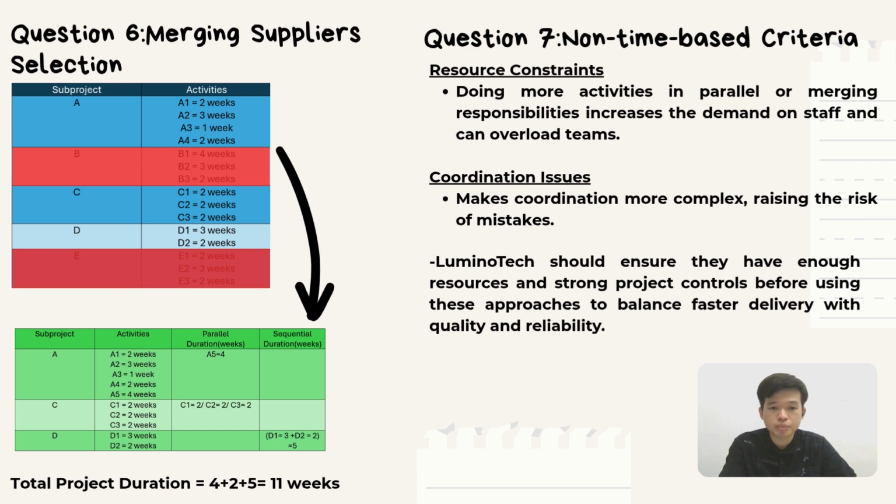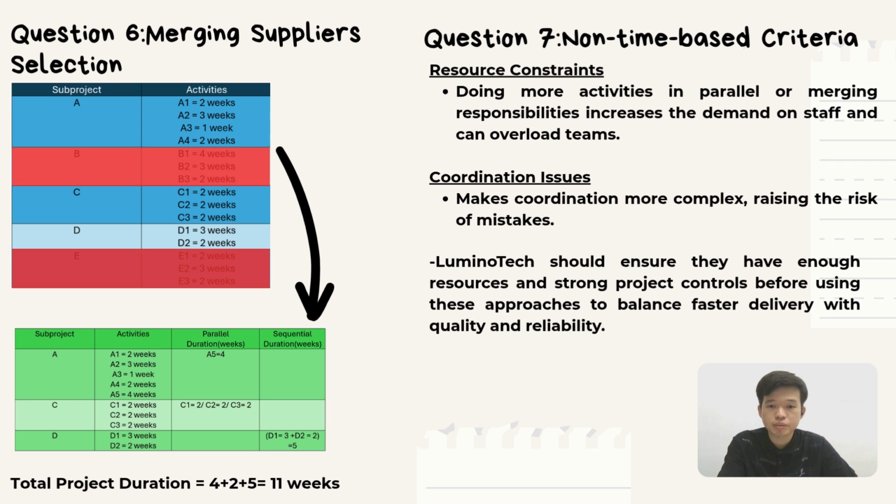Summing up these durations, 4 weeks for sub-project A, 2 weeks for sub-project C, and 5 weeks for sub-project D, the total minimum project duration under this new structure is 11 weeks. This shows that merging activities and allowing more work to happen in parallel can greatly shorten the overall timeline, provided enough resources are available. For question 7, we evaluate this change using 2 non-time-based criteria, resource constraints and coordination.